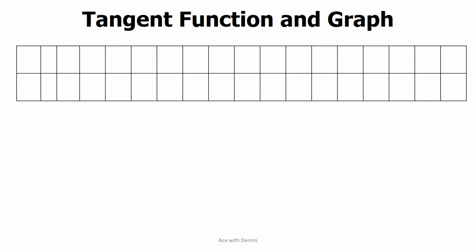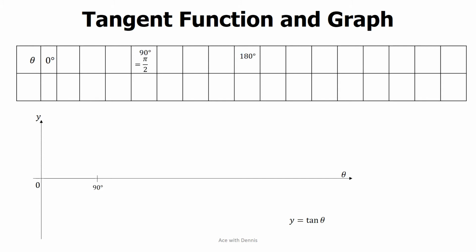Okay, now we move on to the tangent graph. Okay, so again we repeat the same process, right? This is the x and y axis. X axis is theta, y axis is y. So the equation is y equals tangent theta. We start with 0 degrees, 90 degrees, 180 degrees, 270 degrees, and 360 degrees. Okay, tangent 0 is 0. Tangent 90 degrees is infinity.